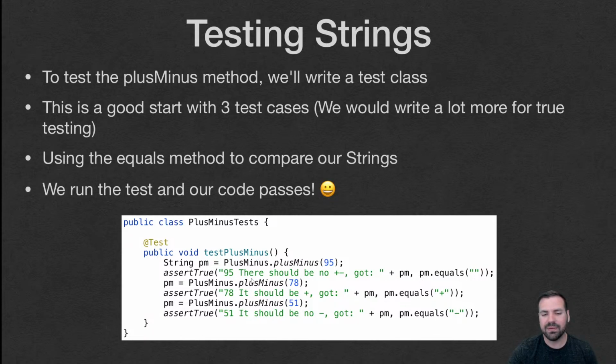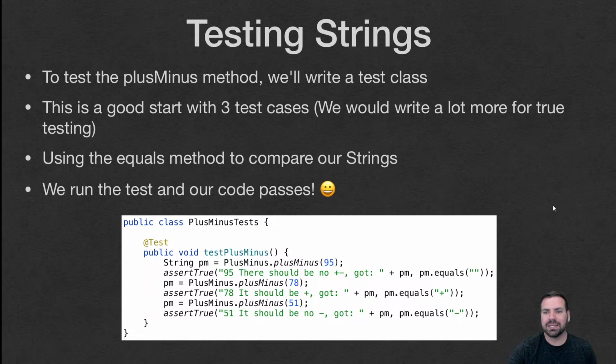So with 95 as an input, there should be no plus or minus, but this is what we got, and then it gives us what the PM was. With 78, we're going to code another test case. We expect that to be a plus. 78, it should be a plus, but this is what we got. The hint text is giving us more clues as to what could go wrong. It gives us the information that we need, specifically what PM actually was. And then 51 should be a minus. Tell us what we got.